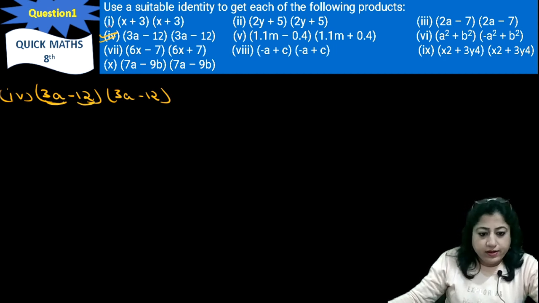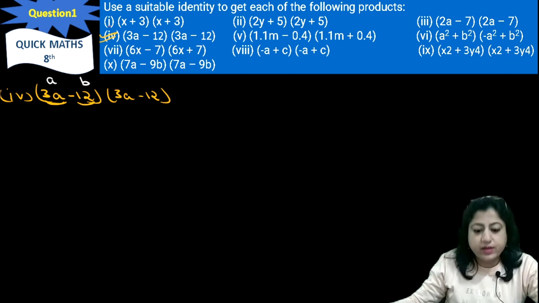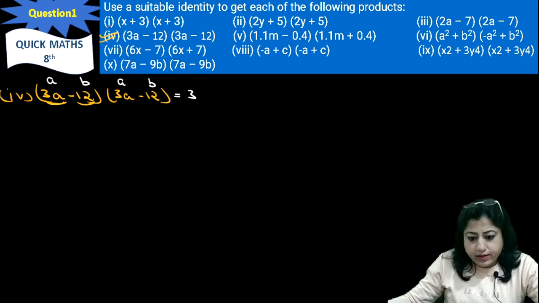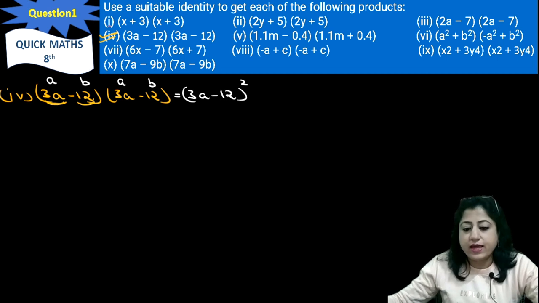I am using the white color to highlight it. A is this and b is this. Similarly, a is this and b is this. So it is being repeated and the minus sign is in between. So it is of the form, this one. It can be written as 3a minus 12 whole square first of all, and we will utilize the identity.